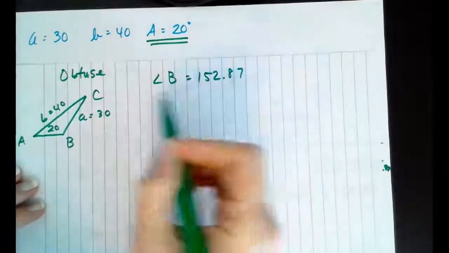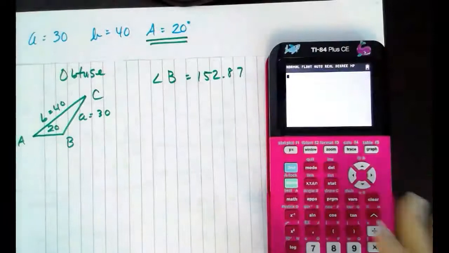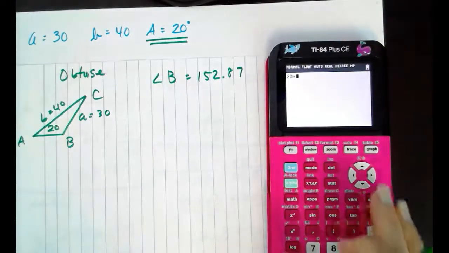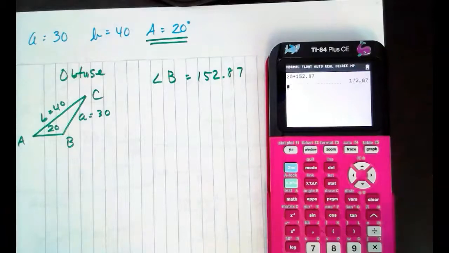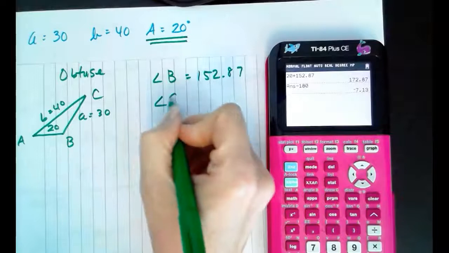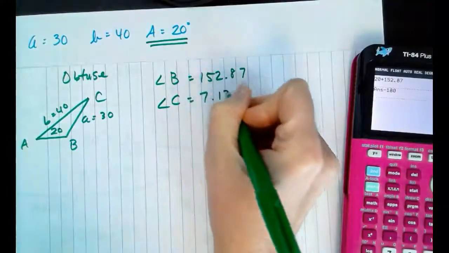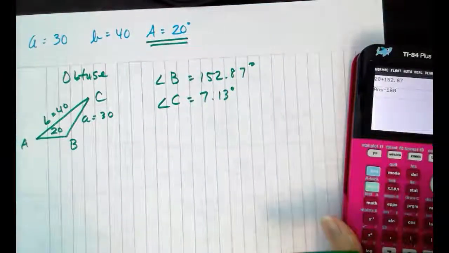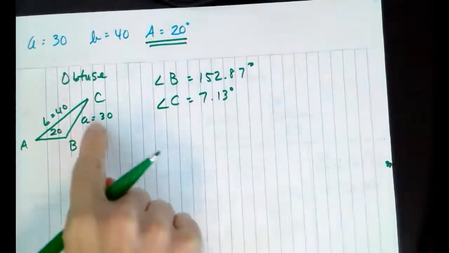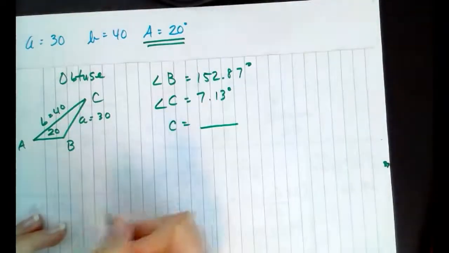So once again, if we know angle A, we know angle B, we can use the triangle interior angle sum theorem, and we can find angle C. So 20 plus 152.87, take that away from 180, we find angle C to be little tiny 7.13 degrees. So now we've got A, we got B, we got C. We know little a, we know little b. All that's left is to find little c.